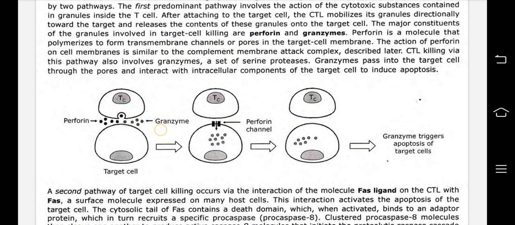The second pathway of target cell killing occurs via the interaction of the molecule Fas-ligand on the CTL with Fas, a surface molecule expressed on many host cells. This interaction activates apoptosis of the target cell. The cytosolic tail of the Fas contains a death domain which, when activated, binds to an adapter protein which in turn recruits a specific procaspase, procaspase 8. So clustered procaspase 8 molecules then cleave one another to produce active caspase 8 molecules that initiate the proteolytic caspase cascade leading to apoptosis.